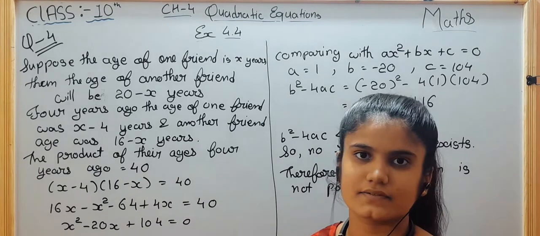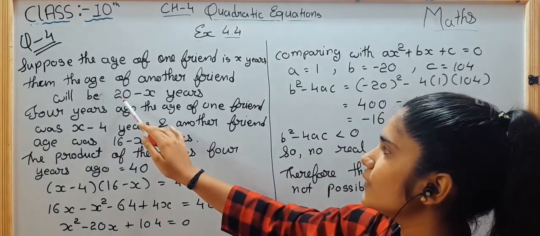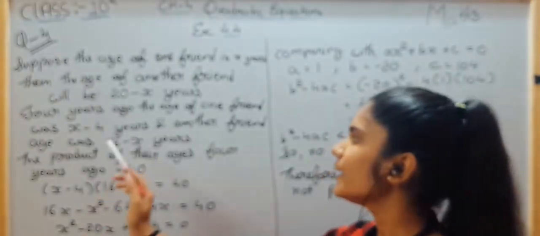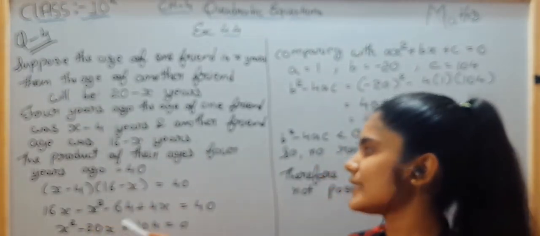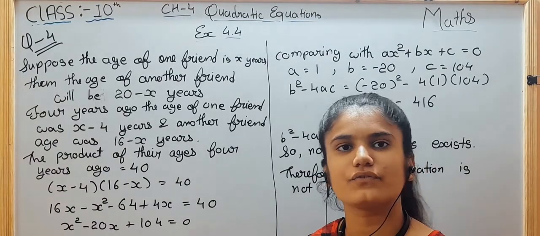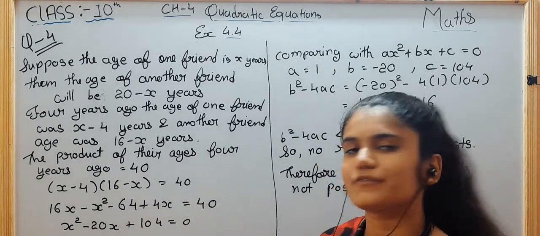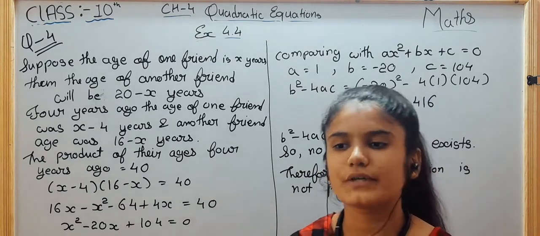16 minus x years. x minus 4, and 20 minus x minus 4 is 16 minus x, and the product was 48. So x minus 4 into 16 minus x is equal to 48. We equate it and bring it in the quadratic form: x square minus 20x plus 112 is equal to 0.